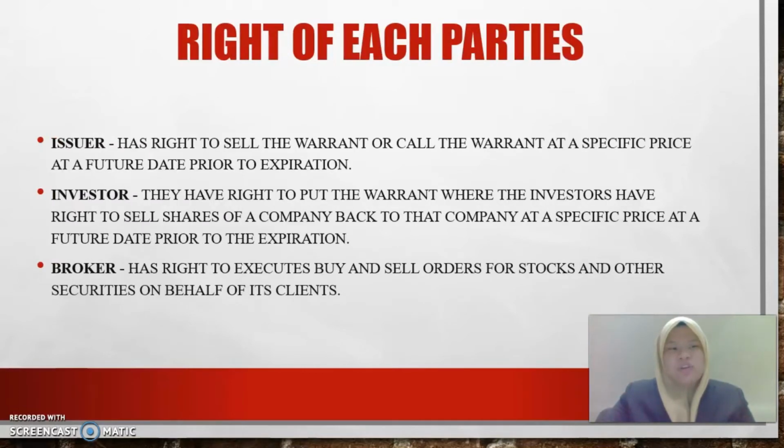Okay, the right of each party: the issuer has the right to sell the warrant or call the warrant at a specific price at a future date prior to the expiration. For the investor, they have the right to put the warrant, where the investor has the right to sell shares of a company back to that company at a specific price at a future date prior to the expiration. And the broker has the right to execute buy and sell orders for stocks and other securities on behalf of its client.